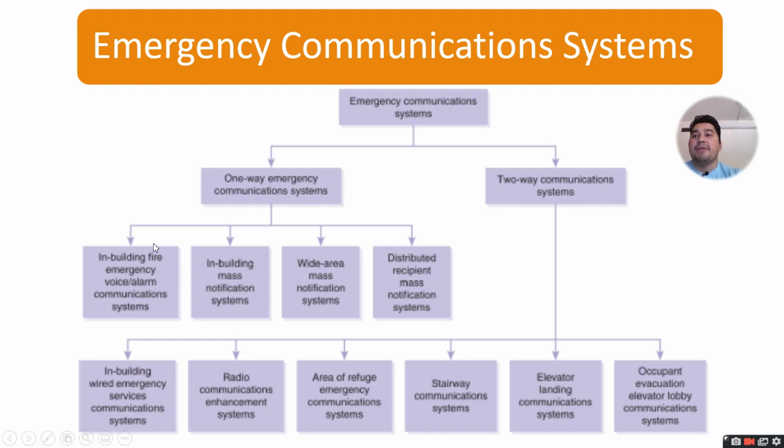In the one-way, we have in-building fire emergency voice alarm communication systems, in-building mass notification systems, wide area mass notification systems, and distributed recipient mass notification systems. In the two-way communication system, we have in-building wired emergency services communication systems, radio communication systems, area of refuge emergency communication systems, stairway communication systems, elevator landing communication systems, and occupant evacuation elevator lobby communication systems. So this is the one-way emergency communication system, and these are the two-way communication systems.